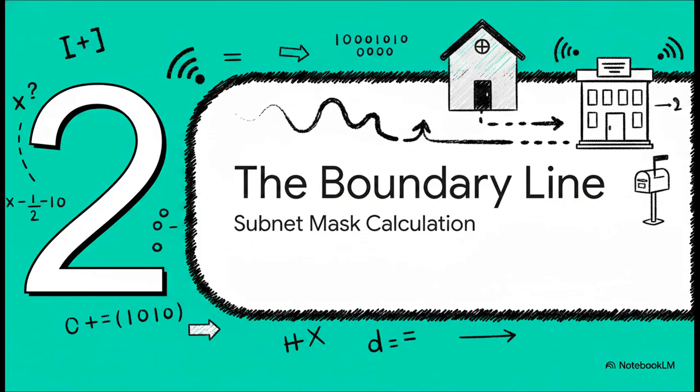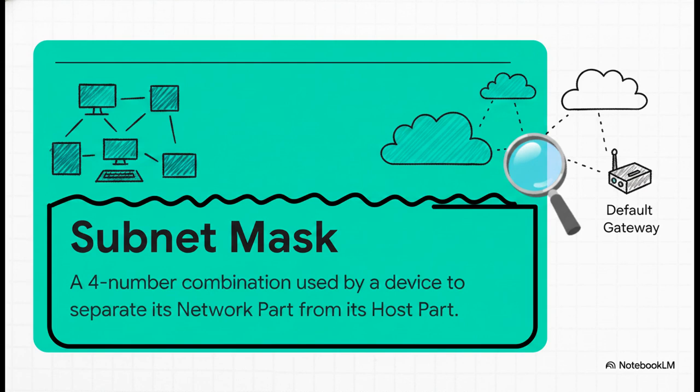Section 2. Drawing the boundary line. Let's move to this and see how it builds. Because, once you understand the concept of that exit door, the logical next question is, how exactly does your computer mathematically know if a destination is inside the house, or if it needs to use that exit door to head to the post office? That brings us to the subnet mask.